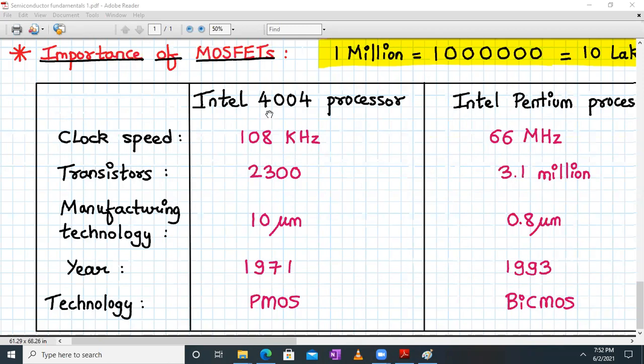And the Intel processor 4004, which was the first one, used around 2300 transistors, giving a very low clock speed, around 108 kilohertz. At that time it was considered to be very high.